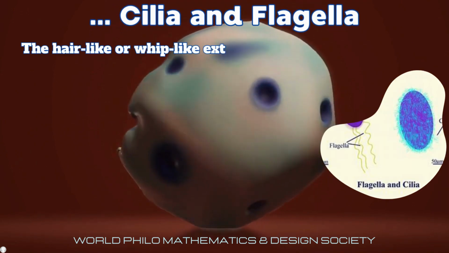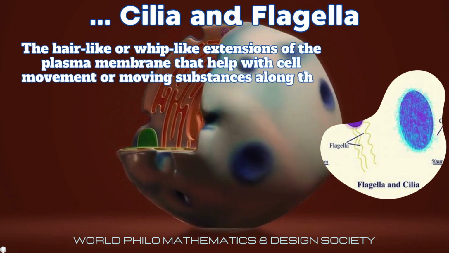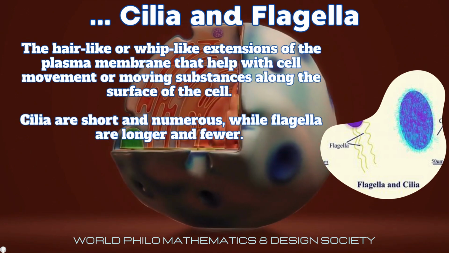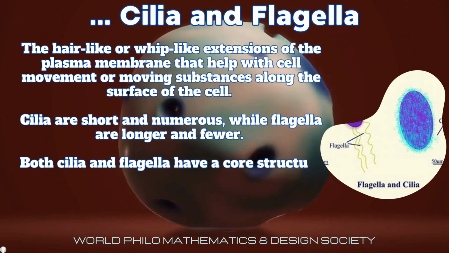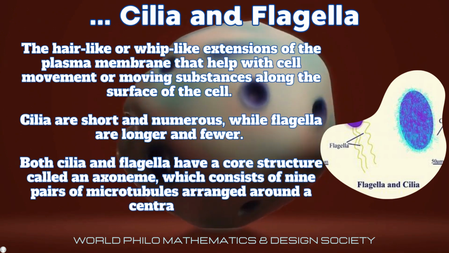Cilia and flagella are hair-like or whip-like extensions of the plasma membrane that help with cell movement or moving substances along the surface of the cell. Cilia are short and numerous, while flagella are longer and fewer. Both cilia and flagella have a core structure called an axoneme, which consists of nine pairs of microtubules arranged around a central pair.